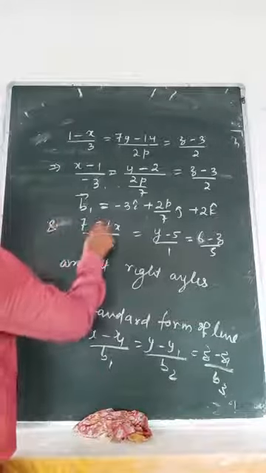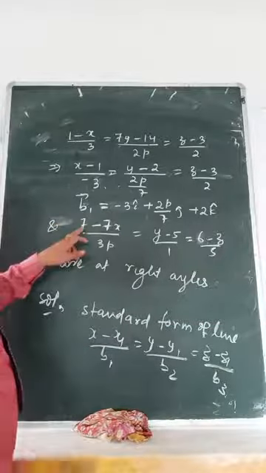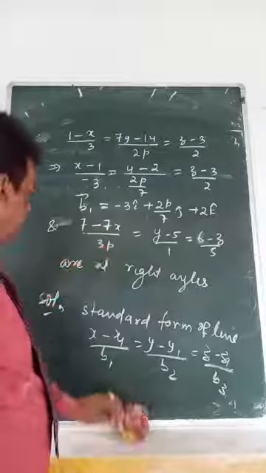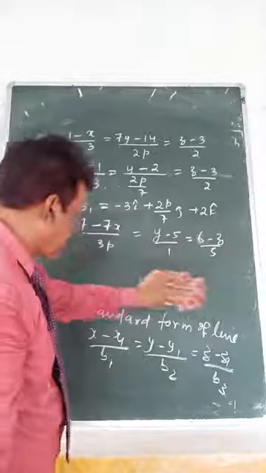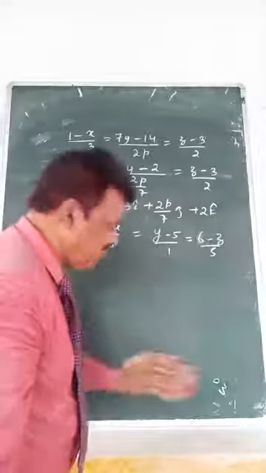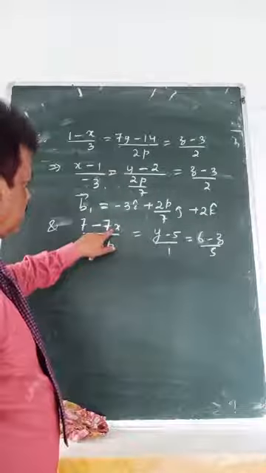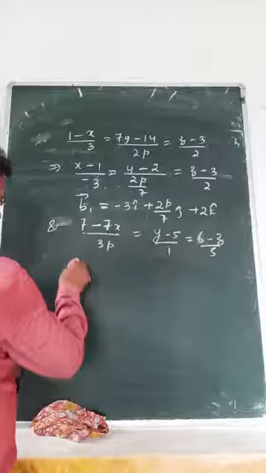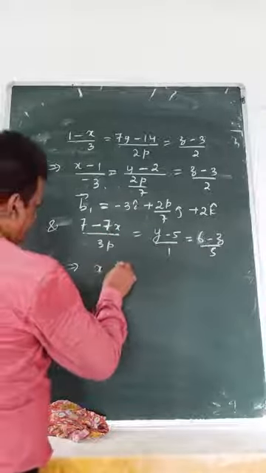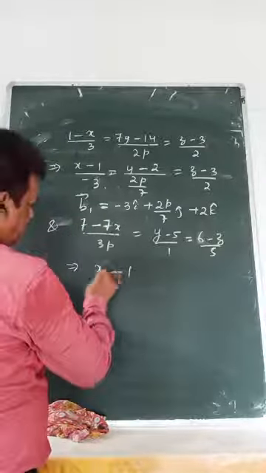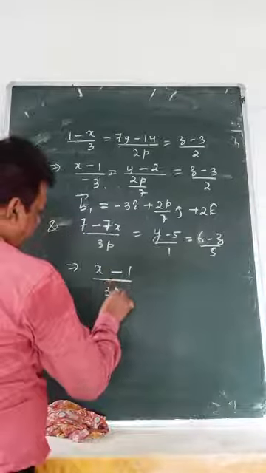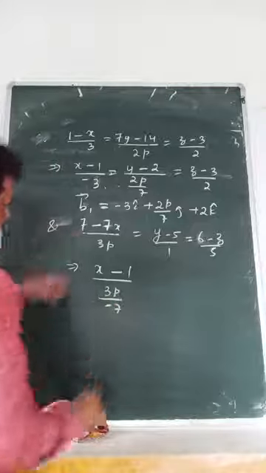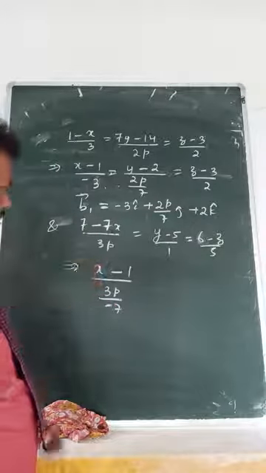And (7 − 7x)/3p. This is also not in the standard form. How to make standard form? You make it positive and the 7 has to be removed, meaning divide by −7. So x divided by −7 gives −1 in the numerator. This is 3p by −7. Everywhere you have divided by −7.